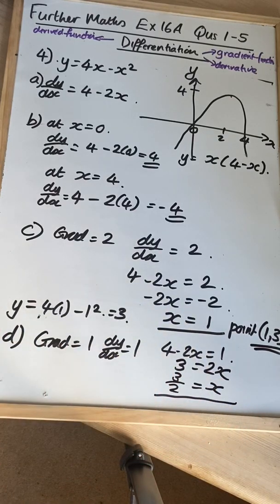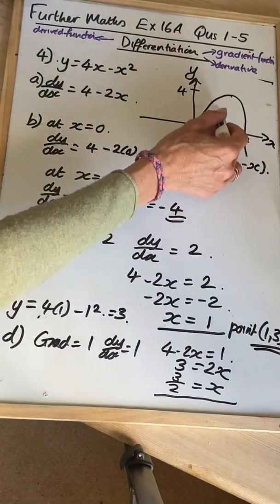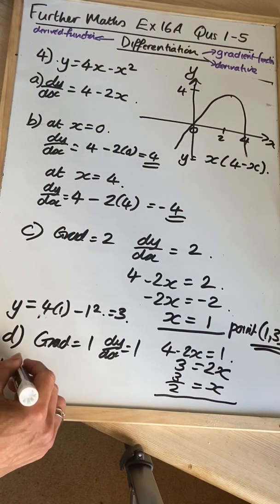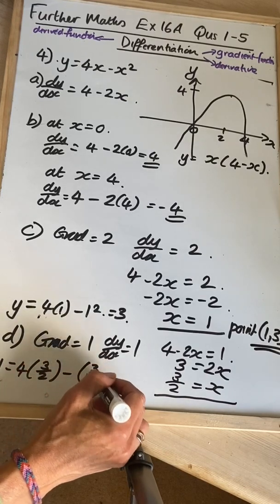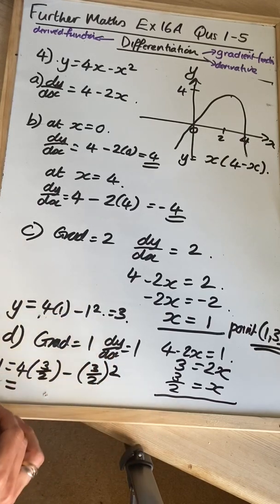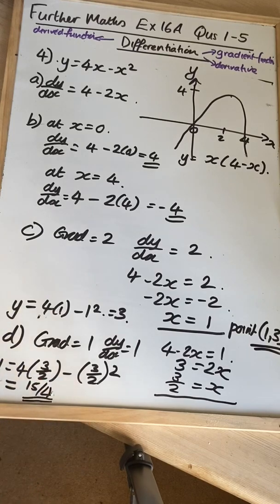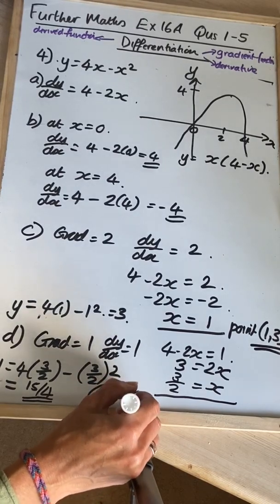Okay, so we've got a fractional value for x. So we're saying that the gradient is 1 somewhere here, and that sort of makes sense. It is positive at that point. So subbing in, y equals 4 times 3 over 2 minus 3 over 2 squared. I prepared this one earlier, so it's 15 over 4. Either by calculator if it's a calculator paper, or by doing some work with your fractions there. So your coordinates will be 3 over 2 and 15 over 4.